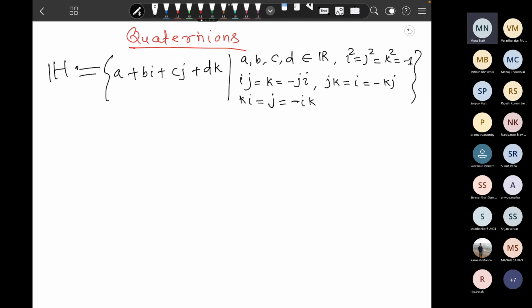H stands for the name of the mathematician Hamilton, as he discovered these quaternions. So you know that H is a skew field. That means it has all the properties of a field except non-commutativity.